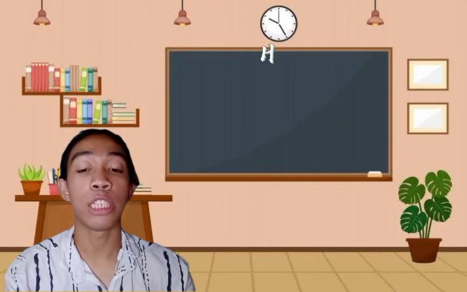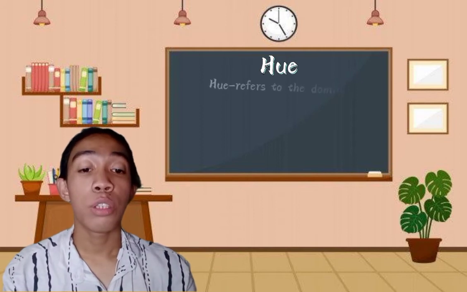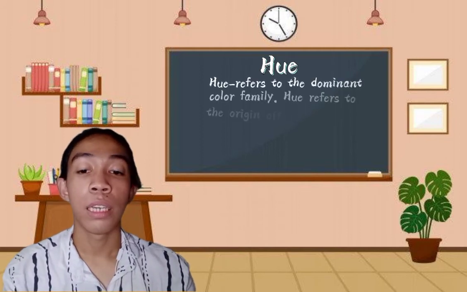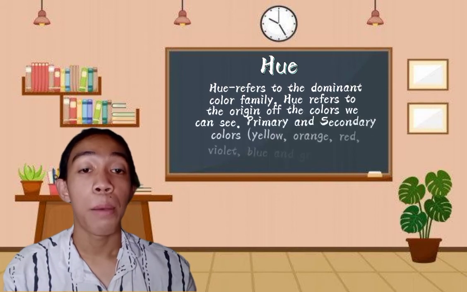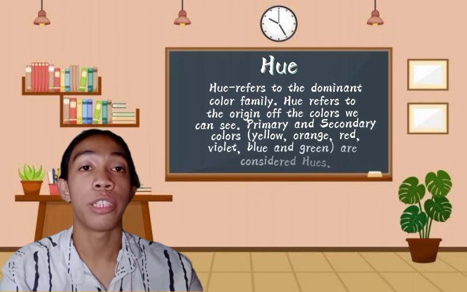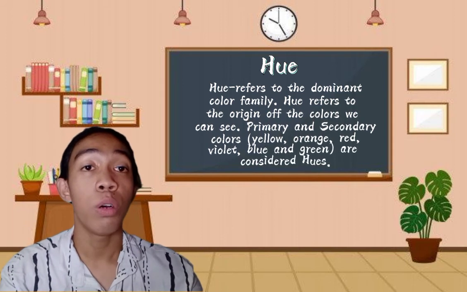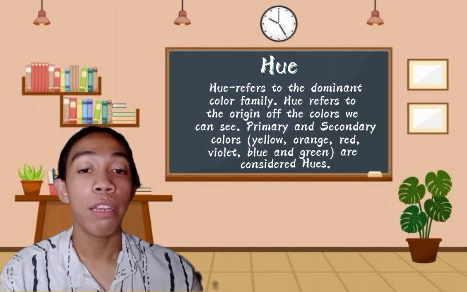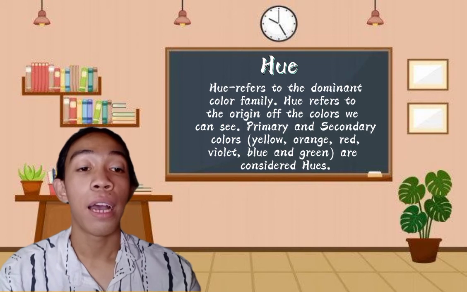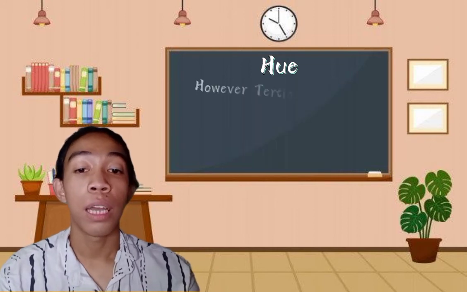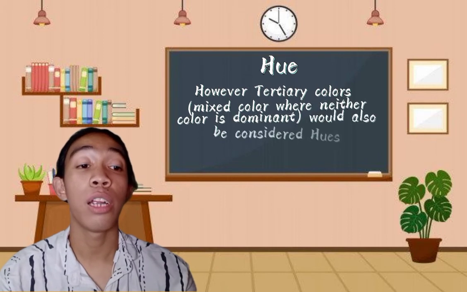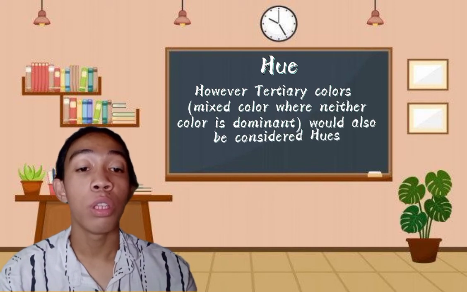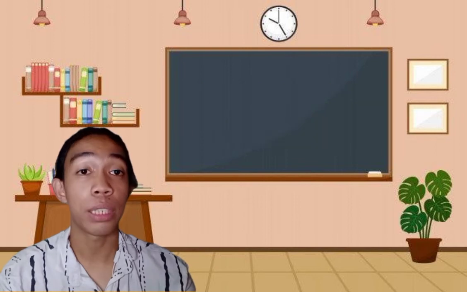The next one is hue. Hue refers to a dominant color family. Hue refers to the origin of the color we can see. Primary and secondary colors, such as yellow, orange, red, violet, blue, and green are considered hues. However, tertiary colors or mixed colors where neither color is dominant would also be considered as hues. And here are some examples of hues.